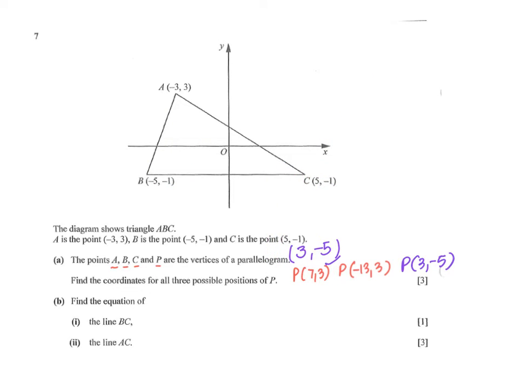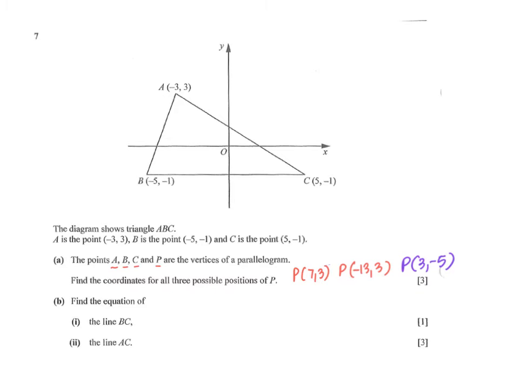Now let us answer the next part of our question. Question B, part 1. Question asks us to find the equation of the line BC. Now usually students will firstly think of the line y equals to mx plus c. But y equals to mx plus c is to find the equation for slanted lines.